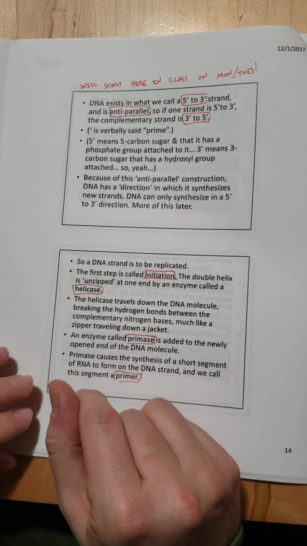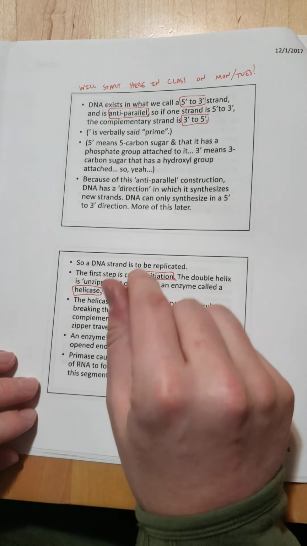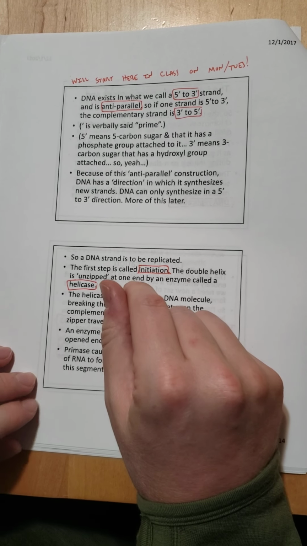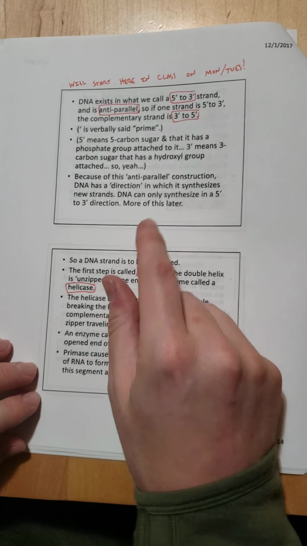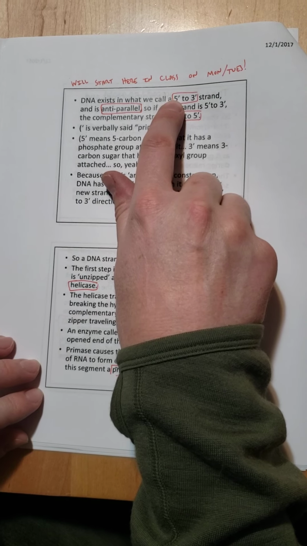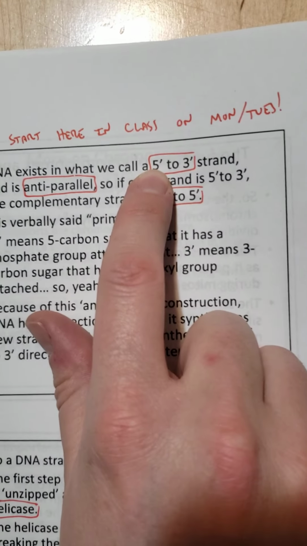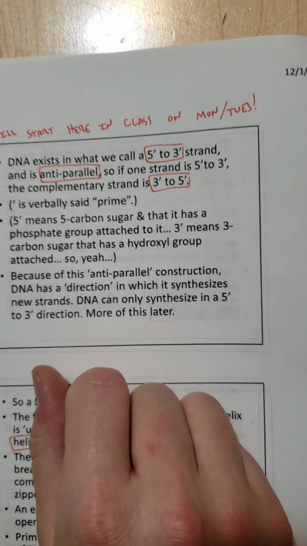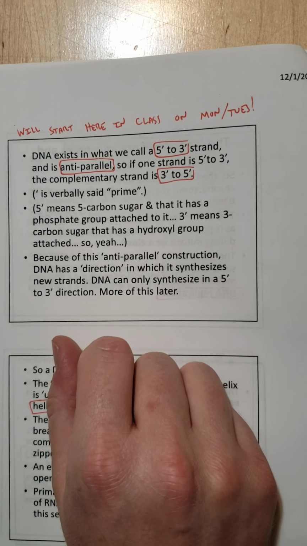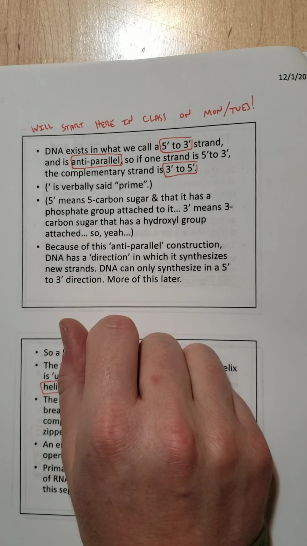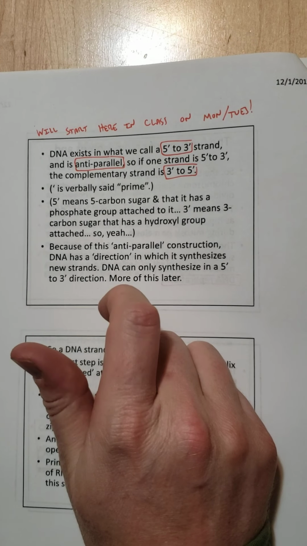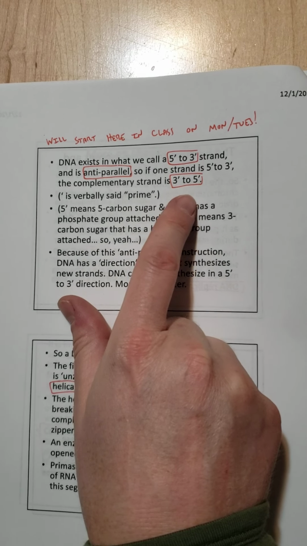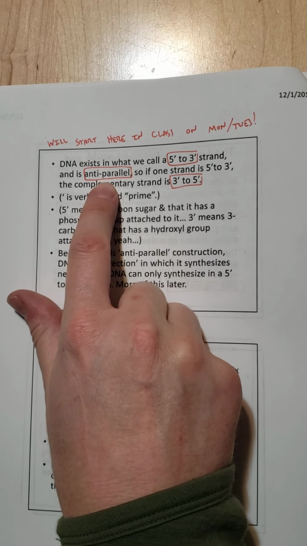So anyways, DNA, and this is an issue that a lot of people have had problems with over the years. DNA exists in what we call a 5 prime, the little apostrophe or whatever you want to call it. It's called a prime, but it looks like an apostrophe. DNA exists in a 5 prime to 3 prime strand, and then the other strand, because a double helix is made of 2 parts, it's double, the other side is 3 prime to 5 prime. So for this reason, it's called anti-parallel.